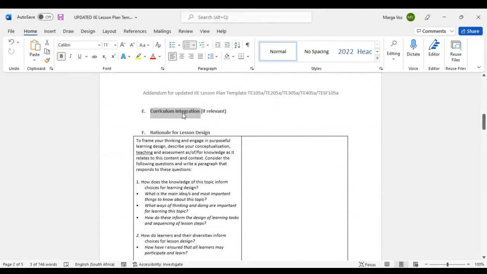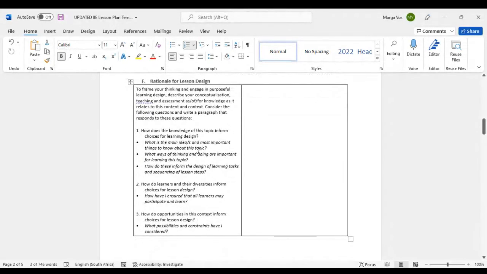Important, curriculum integration. For this, a description here at the bottom, you will earn 7 marks. If you leave it open here, you can't get any marks. If you type there none, you deserve 0 marks. Okay, so that, if relevant, is not applicable to us. It is relevant to us.